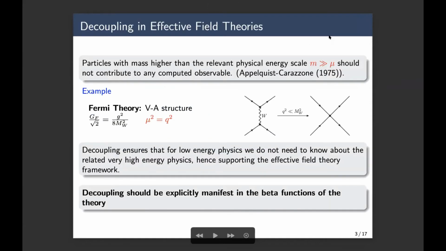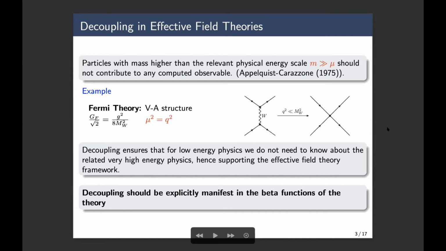Okay, so let's begin by saying that decoupling is a property that ensures that we can separate low energy physics from very high energy physics. There is a statement in flat spacetime by Appelquist and Carazzone, which says that very massive particles, much more massive than the energy scale where we are doing our physics, should not contribute to any computed observable. For example, if we have the Fermi theory, we can compute nice results without knowing about the gauge bosons, while we keep in the regime where the momentum, the physical scale, is much smaller than the gauge boson mass. So the gauge boson does not contribute to this Fermi theory, this effective field theory with fewer degrees of freedom.